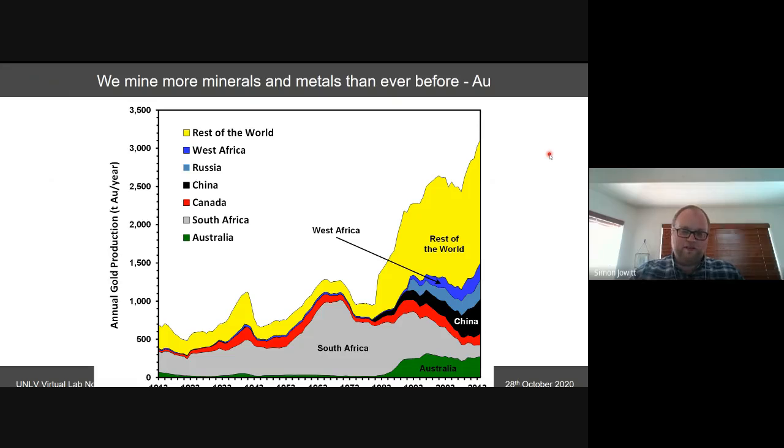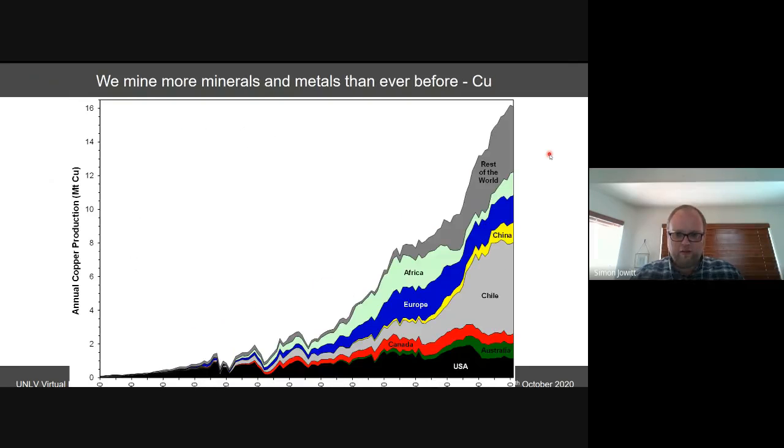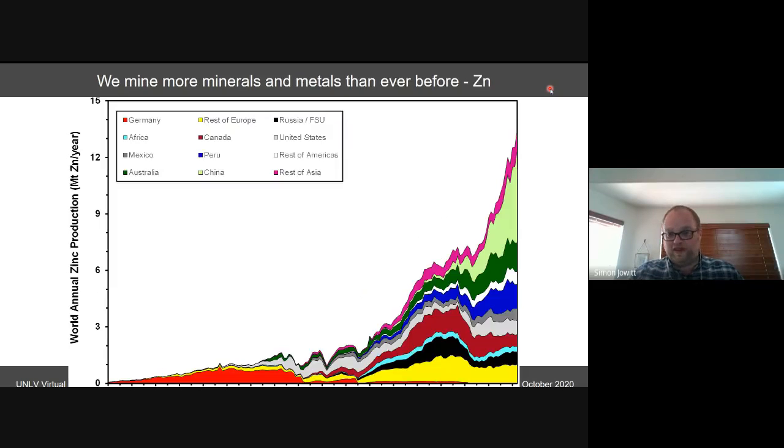The same applies to any metal you look at. Here's copper. Back in the 1900s, we were producing less than 1 million tons of copper a year, all the way up to today. If you plot this graph up to the present day, you'd hit 20 million tons of copper a year. Zinc is the same. This applies over and over again.